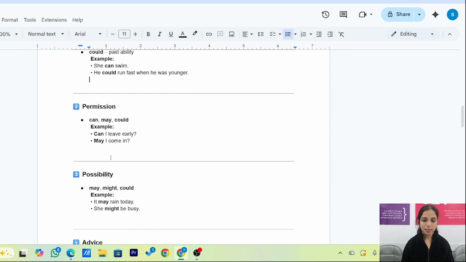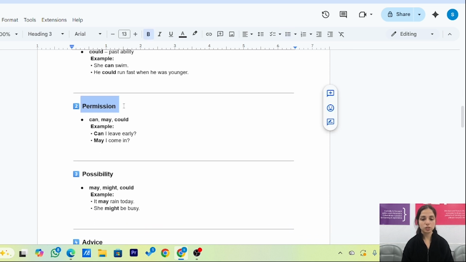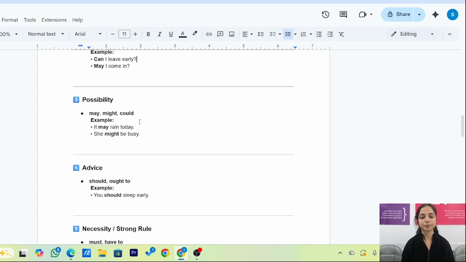Next is that when we have to take permission, we use modals. So, for example, can, may, or could. While taking permission, you remember while entering your school or your classes, you used to ask, may I come in, ma'am? May I come in, sir? Again, you know now it is a modal. May is a modal and we use it to ask permission. Can I leave early? क्या मैं जल्दी जा सकता हूँ? Again, you want permission from somebody else.